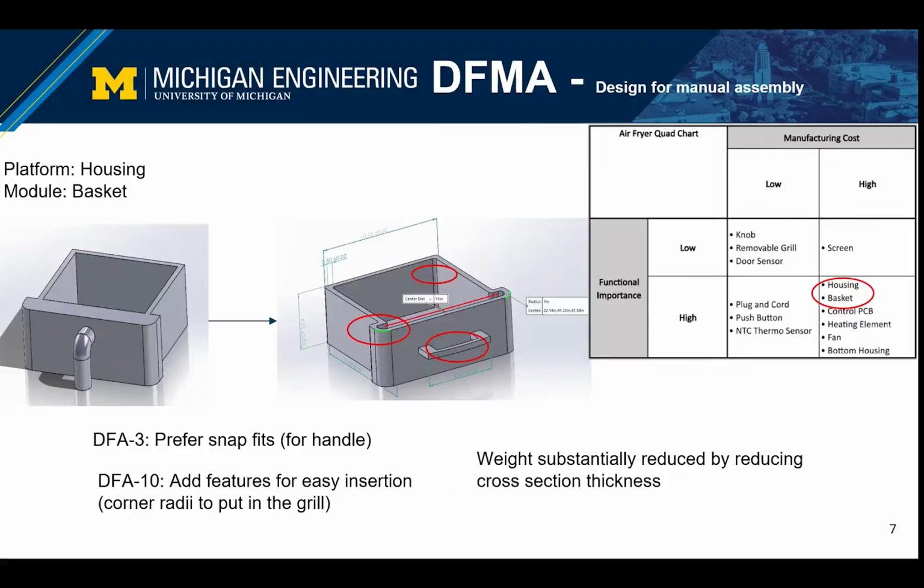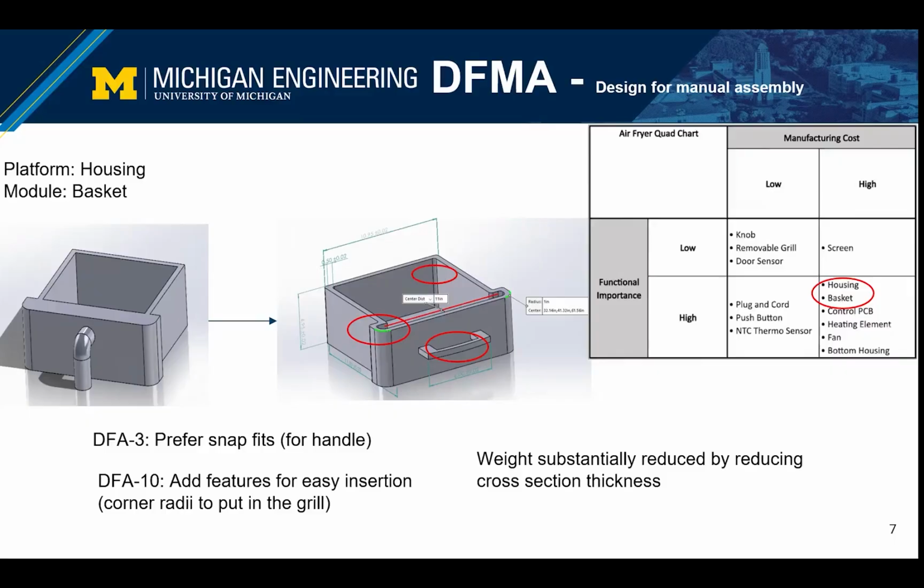To begin the design for manual assembly, we look at the quad chart and identify that the housing and the basket have plenty of opportunity for cost reduction based on their position in the quad chart. In this case, the housing is the platform and the basket is the module. We identify that there's a lot of opportunity to reduce substantial weight in the original design by reducing the cross-section thickness throughout the basket.